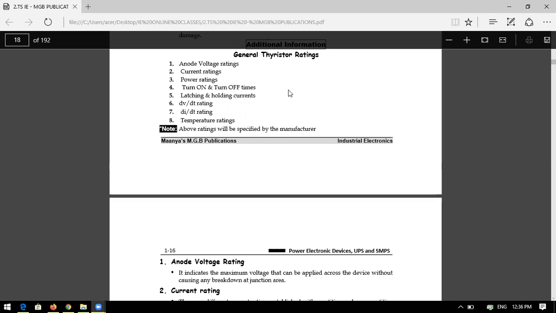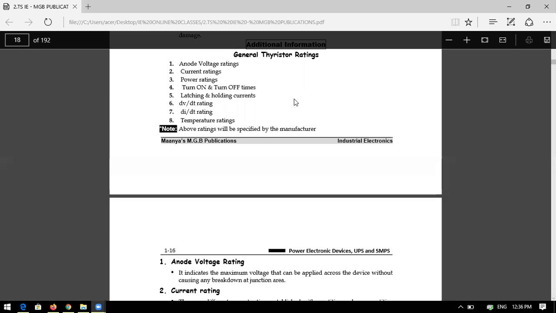So the first specification we have is the anode voltage rating. Anode voltage VA should be in the range of volts or kilovolts. In the current rating, what is the current rating? What is the power rating? What is the turn on time and what is the turn off time? What is latching current? What is holding current? What is the rating of latching current and holding current? It is in the order of milliamperes. Now what is the dV by dt rating? What is the di by dt rating? What is the temperature rating? So these are some thyristor ratings. You should be aware of this.